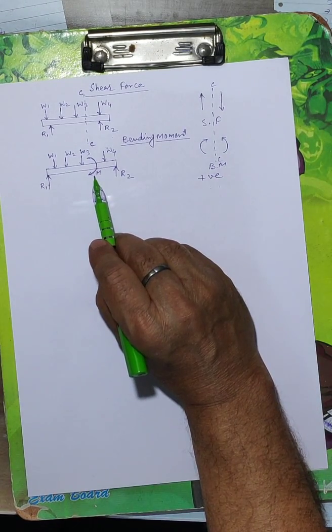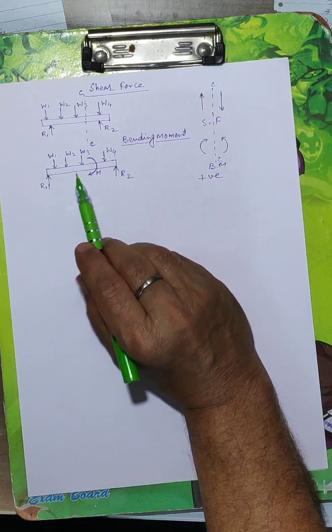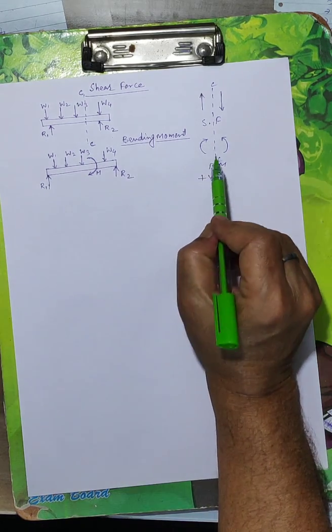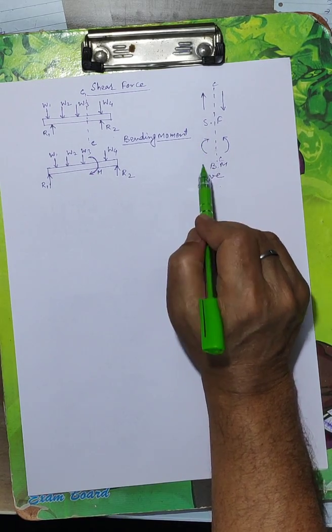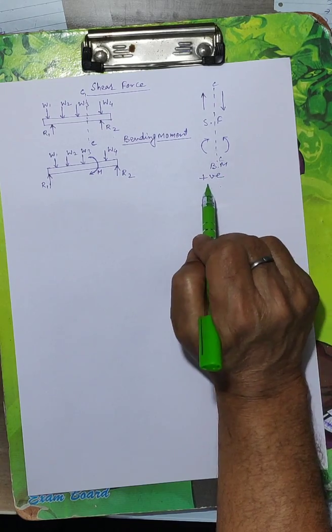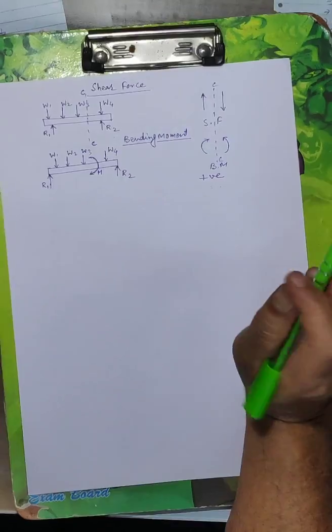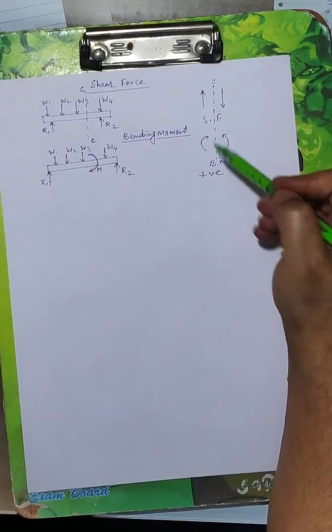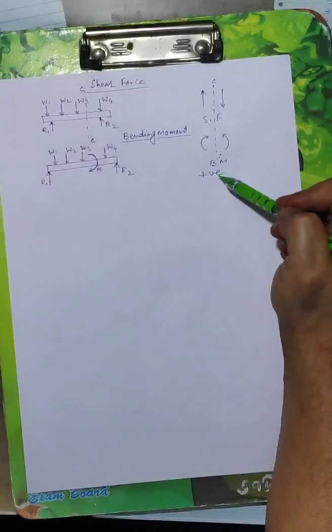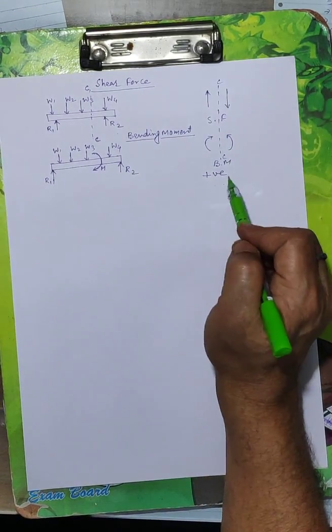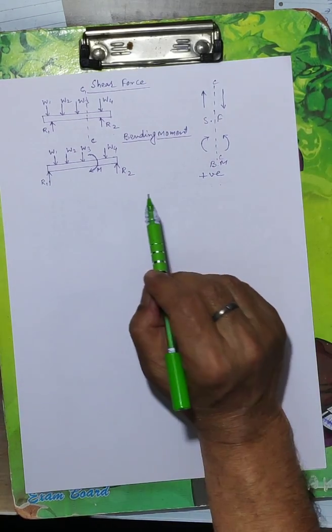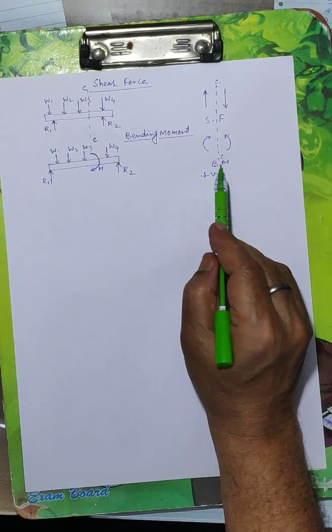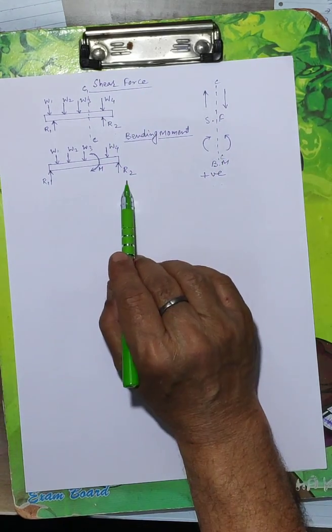If the algebraic sum of all the moments left side of this section comes to anti-clockwise, then we will take this bending moment as negative. So this is sign convention, that is most important. Students commit mistakes in taking this sign convention. So please be careful when you take the sign of this shear force or bending moment.